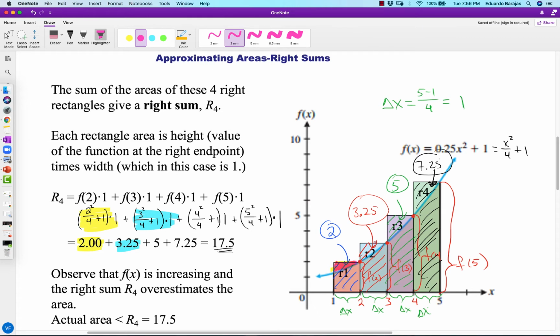So that portion there, and this portion here, and this giant portion there. Clearly, all of these make up an overestimated estimation, right? And then the biggest one over here. So observe that f of x is an increasing function, and the right sum R sub 4 overestimates the actual area. So the real area that we're interested in is definitely strictly less than R sub 4, which is 17.5.